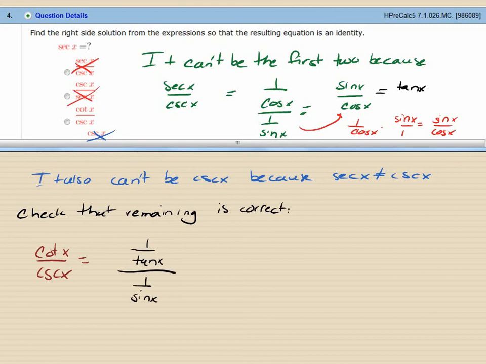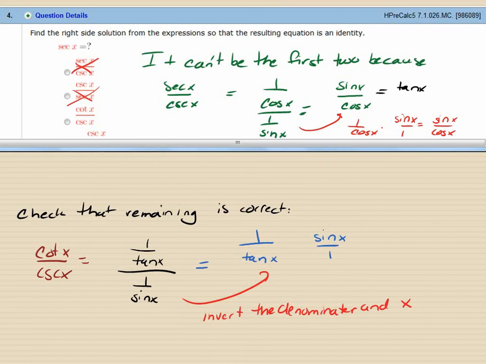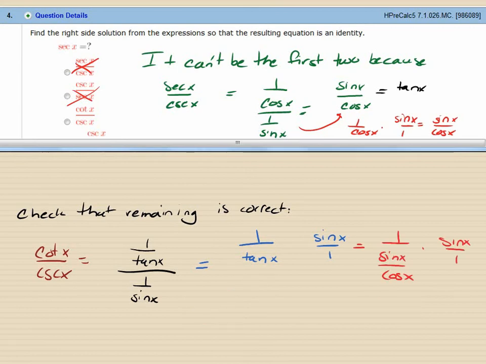Well, actually, I realized later that it was cut off. But I checked if this cotangent over cosecant is correct. And what I did is I transformed them. Cotangent's really 1 over tangent, and cosecant is really 1 over sine. So I invert the denominator and multiply. And I get, after I convert to sines and cosines, I get cosine x. Cosine x and secant x are not the same. So I figured out whatever was cut off here, it must be by process of elimination the one that's correct.